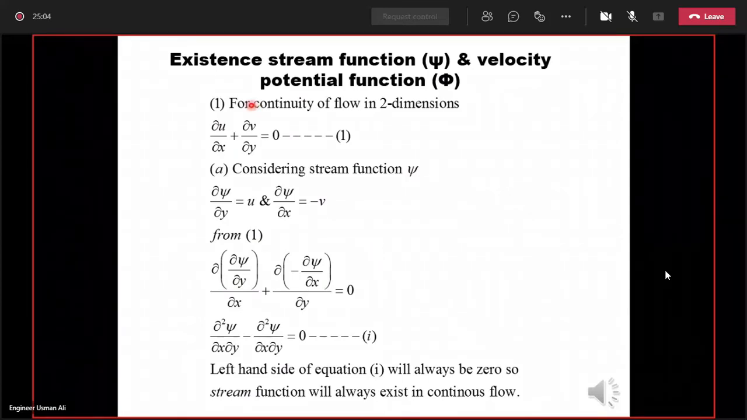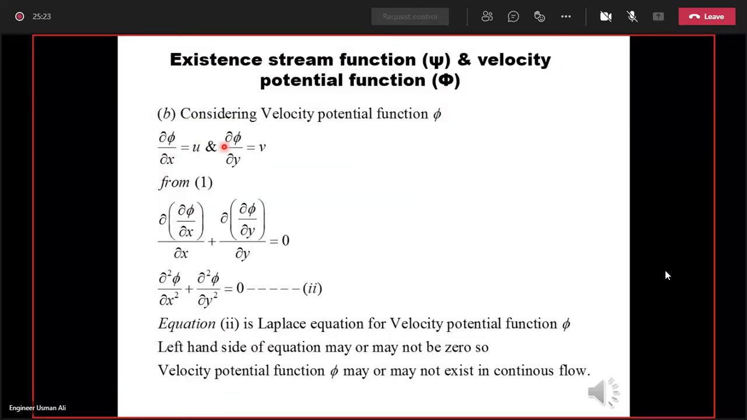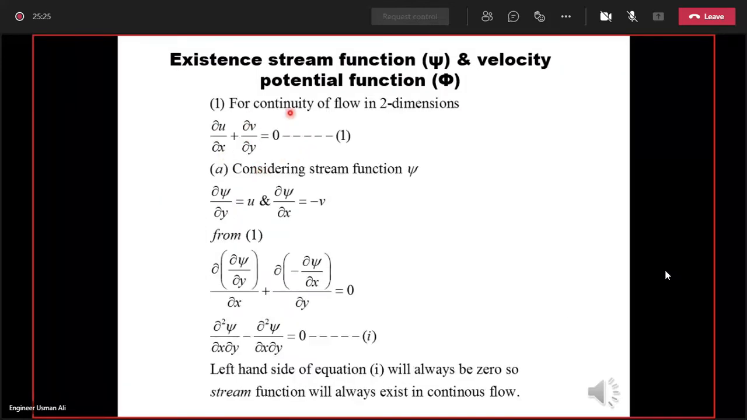So firstly, let us check the continuity of flow in two-dimensional form. We have to see which of the functions, the stream function or the velocity potential function, satisfies this equation. For continuity of flow in two-dimensional form, we know partial u over partial x plus partial v over partial y is equal to 0. This is our two-dimensional continuity equation.